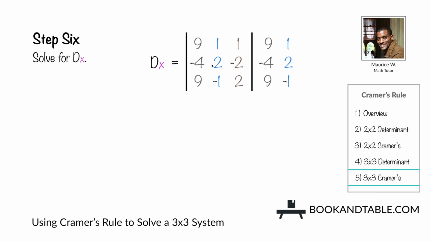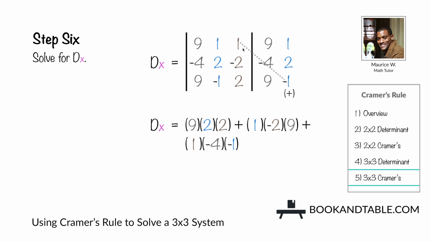So we multiply, starting with row 1, column 1, the numbers going down to the right. And we repeat this process for column 2 going down to the right, and column 3 going down to the right. And we add these products together. So that gives us 9 times 2 times 2, plus 1 times -2 times 9, plus 1 times -4 times -1.